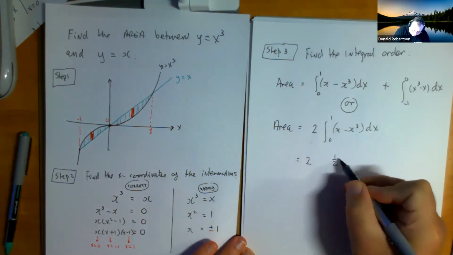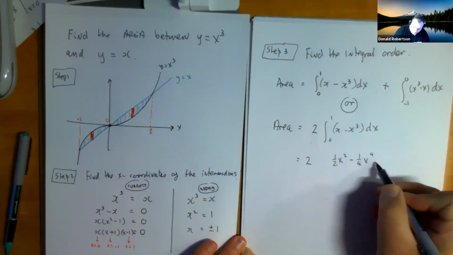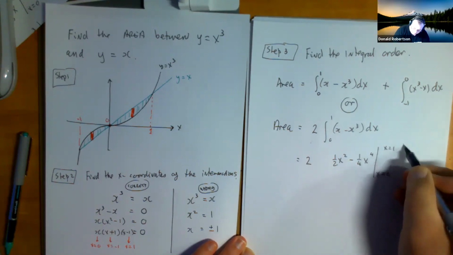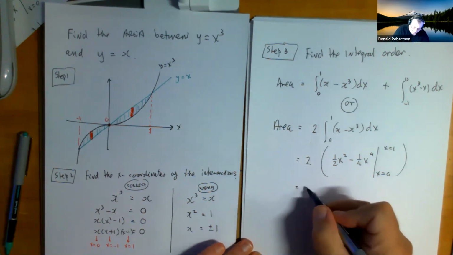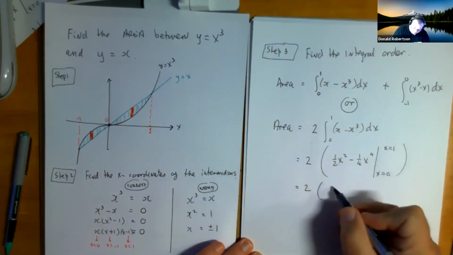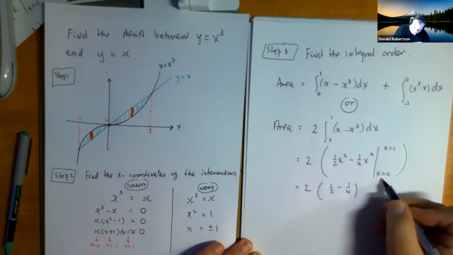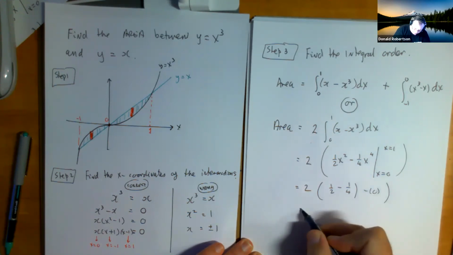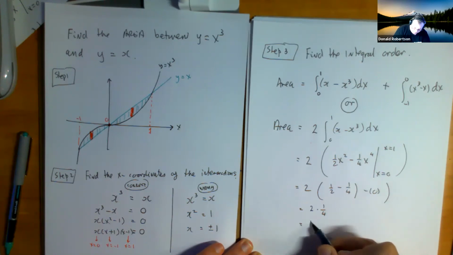Add 1 to the power, divide by the new power. Add 1 to the power, divide by the new power. Evaluate it at x equals 0 to x equals 1. And then double it. Plug in 1, 1/2 of 1 squared, take away 1/4 of 1. That's this guy. Take away a whole load of nothings. That gets you 1/4. 2 times 1/4 gets you 1/2.